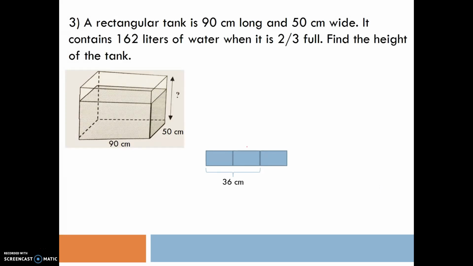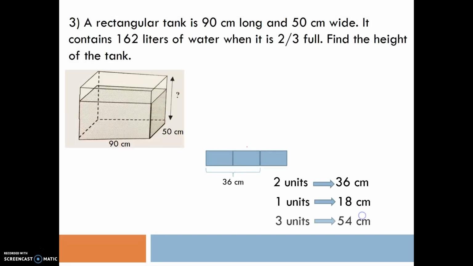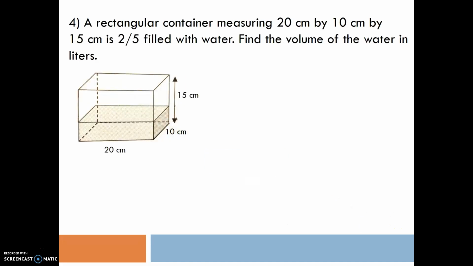So I've got 2/3 is going to equal 36. So 2 units is 36. We'll divide both sides by 2. 1 unit is going to be 18. And 3 units, if I multiply that out, is going to be 54. All right, next one.